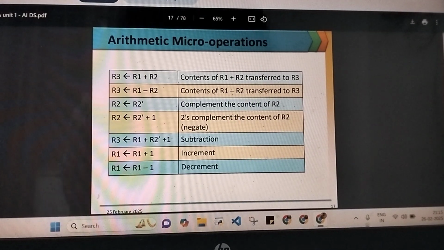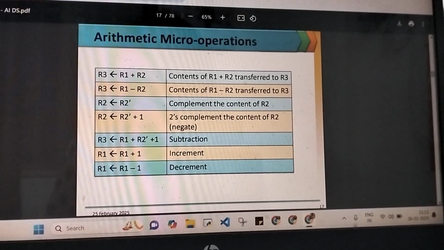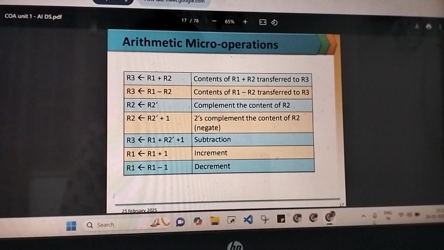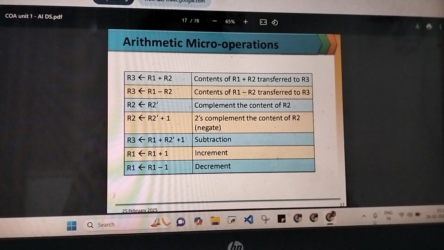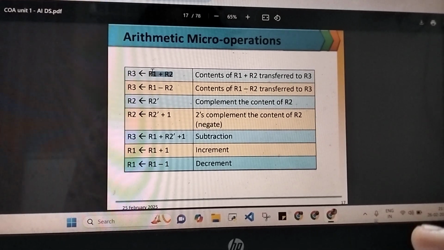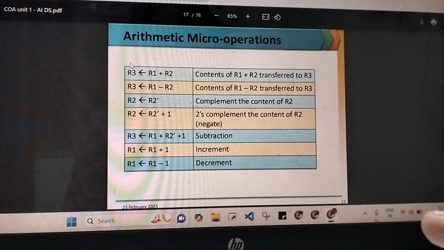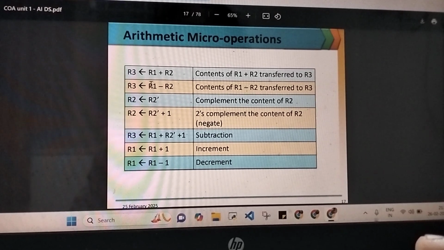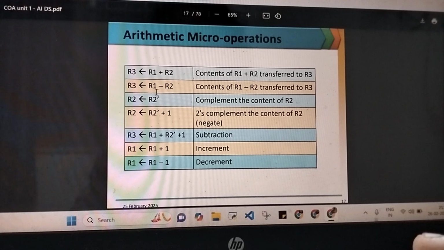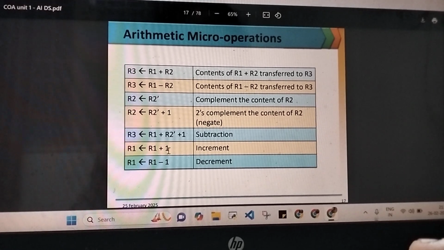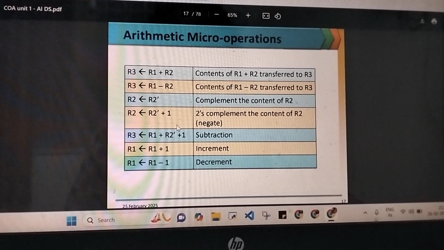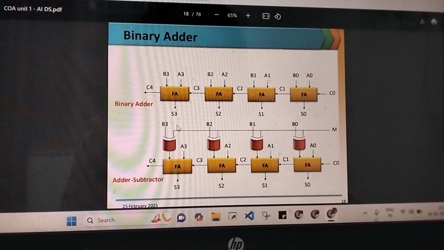The next set of micro operations is arithmetic. This again is quite self-explanatory. I don't think I need to spend much time on this. R1 plus R2, the contents are added and the result is transferred to R3. Similarly here they are subtracted and the result is sent here. The complement of R2 is taken and put in R2 and so on. So there is nothing much to it. I guess it's self-explanatory.